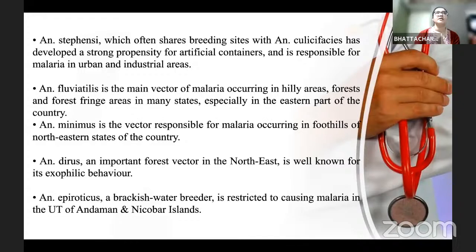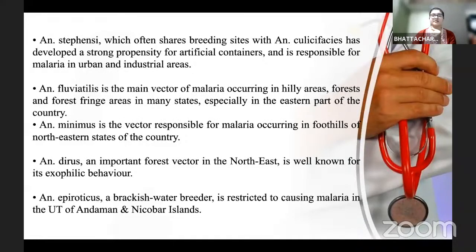Like we know that when there's water collection in some containers for longer periods, mosquitoes tend to lay eggs there, and that could also lead to malaria from this particular species. Next is Anopheles fluviatilis, the main vector of malaria, occupying hilly areas, forests, and forest fringe areas in many states, especially in the eastern part of the country. As I showed in the map, we had evergreen forest basically in the northeastern side. So maybe this species is more prevalent there.